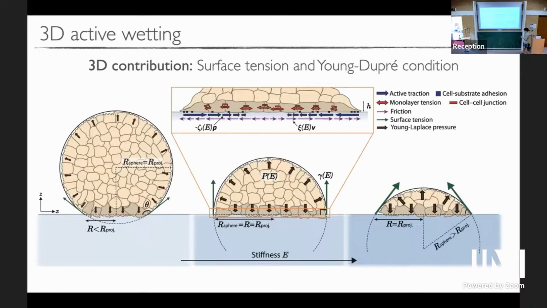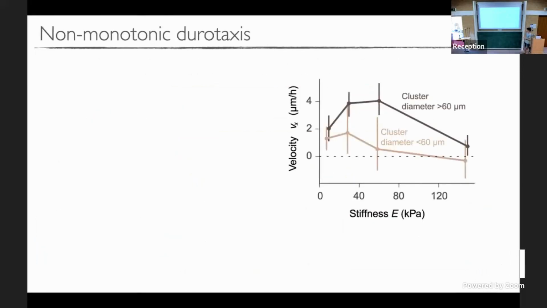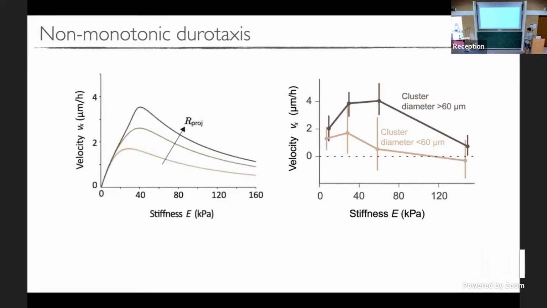Okay, and so to do this, what we then do is to write down the generalized Young-Dupré equation of wetting to balance the forces, the stresses in this basal cell monolayer with the out-of-plane contribution of surface tension with the contact angle, which we can then predict. And so if we do that, then the question is, can we then recapitulate this? And of course, then the answer is yes. Okay, the model shows this non-monotonic dependence of the Durotaxis velocity on the stiffness of the substrate, and it also captures this dependence on size that Silke, you were asking for.